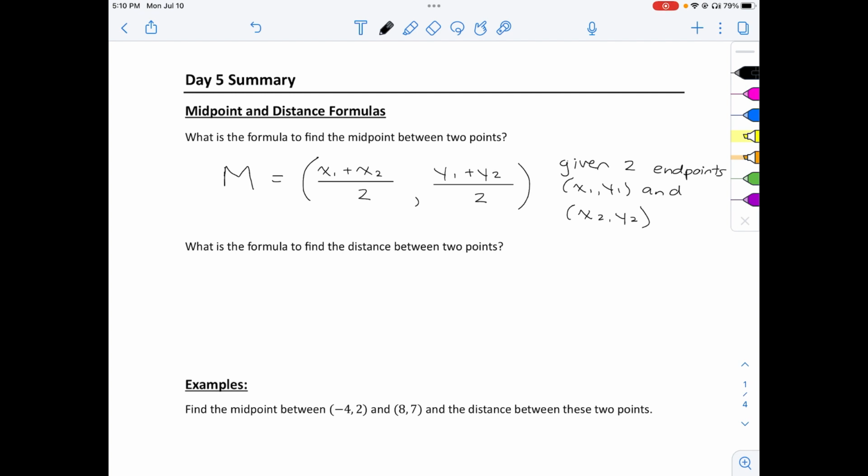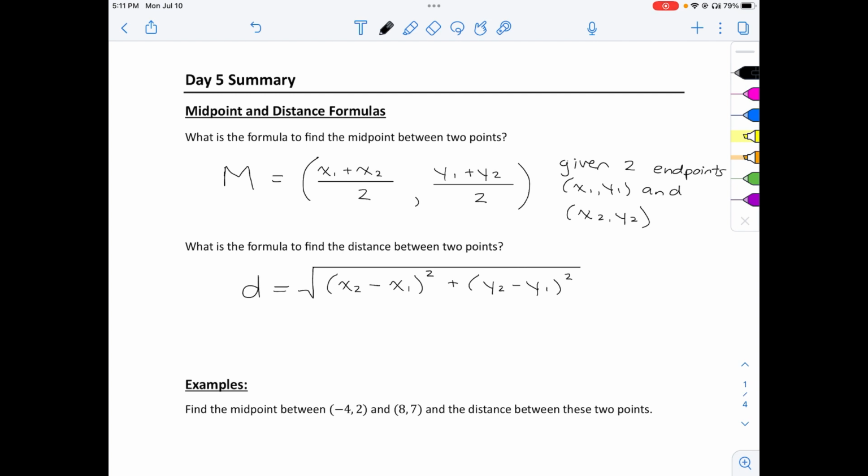The distance similarly uses 2 endpoints, x1, y1, and x2, y2. And the formula for finding the distance between the 2 points, or in other words, the length of the line that connects those 2 points, is a lowercase d for distance is equal to, the whole thing is under a square root, x2 subtract x1 squared plus y2 subtract y1 squared, and that whole thing is square rooted.